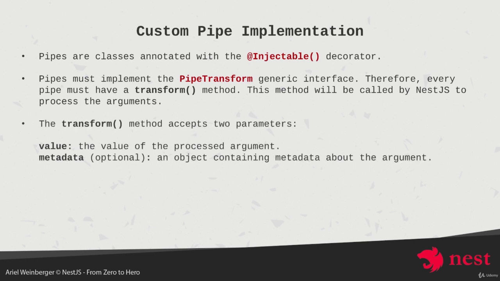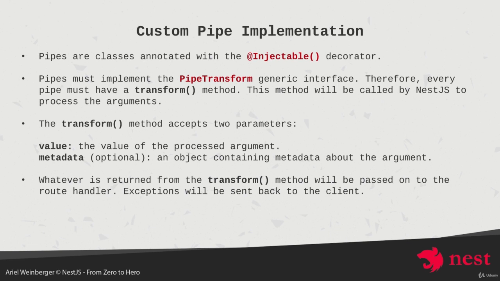The transform method accepts two parameters. One is the value, which is the value of the processed argument, and the second one is metadata, which is optional. This is an object containing metadata about the argument. Whatever is returned from the transform method will be passed on to the route handler. Exceptions will be sent back to the client after being handled by NestJS. And pipes can be consumed in different ways.